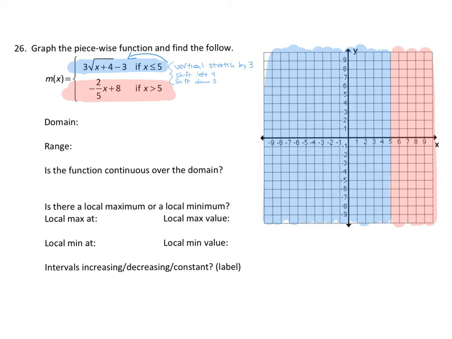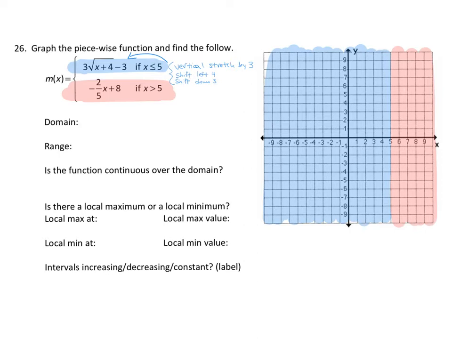In this problem, we have a piecewise function where when x is less than or equal to 5, we're graphing a radical function, and when x is greater than 5, we're graphing a linear equation. I've shaded the graph where each part will lie.